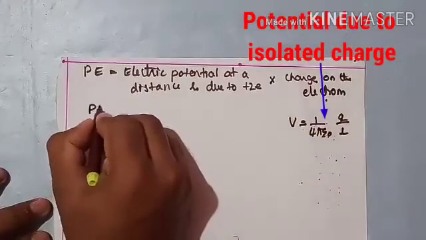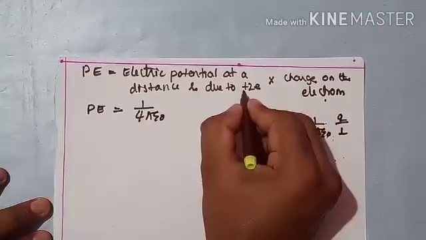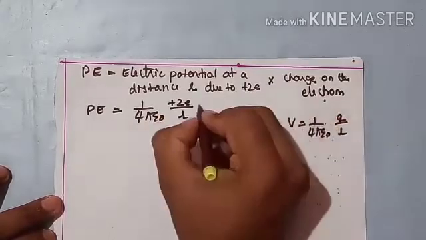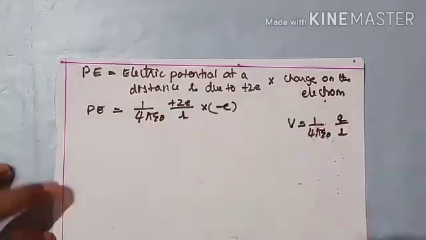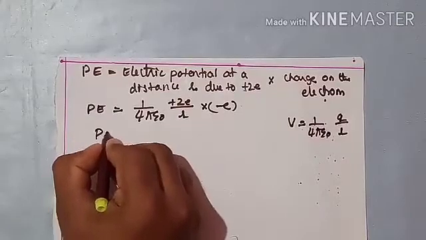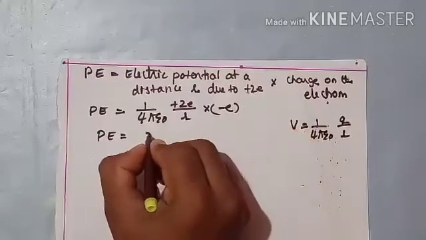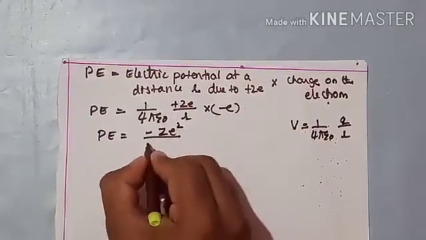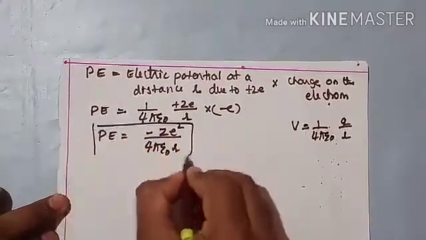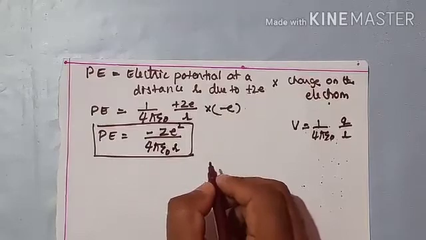So you can write PE is equal to 1 divided by 4 pi epsilon naught, Q is plus Ze divided by R, into the charge on the electron, which is minus e. Multiplying this, you get potential energy PE is equal to plus Ze into minus e, giving minus Ze square divided by 4 pi epsilon naught R. This is the expression for potential energy.